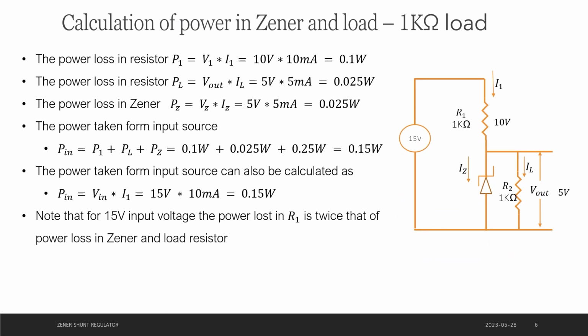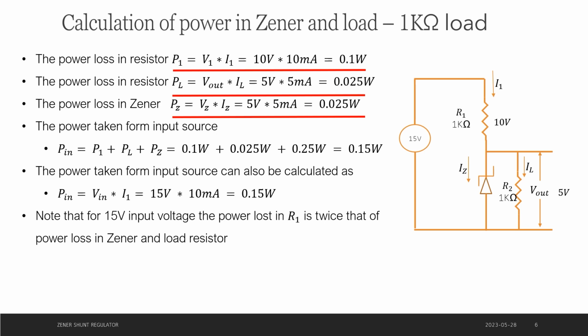We know the voltage and current flowing in the components used. Now, we can find the power loss in the components. Power loss in the R1 resistor is given as V1 into I1, that is equal to 0.1 watt. Power loss in the load resistor is V out into IL, that is equal to 0.025 watt. Power loss in the Zener is given as Vz into Iz, that is equal to 0.025 watts.